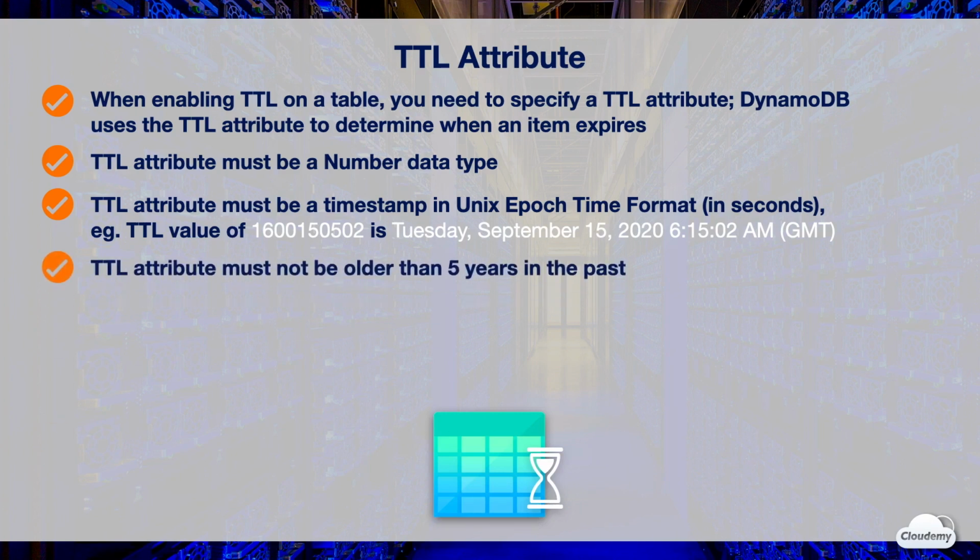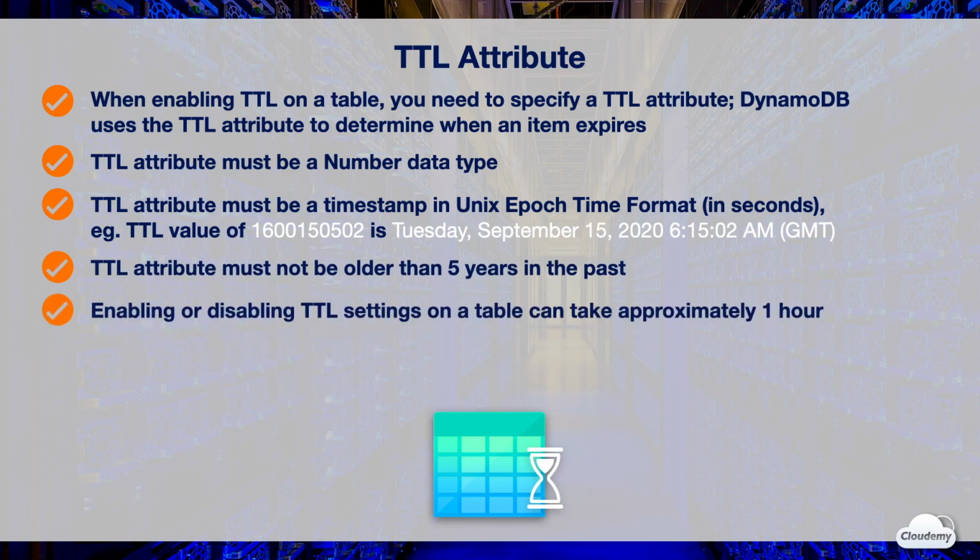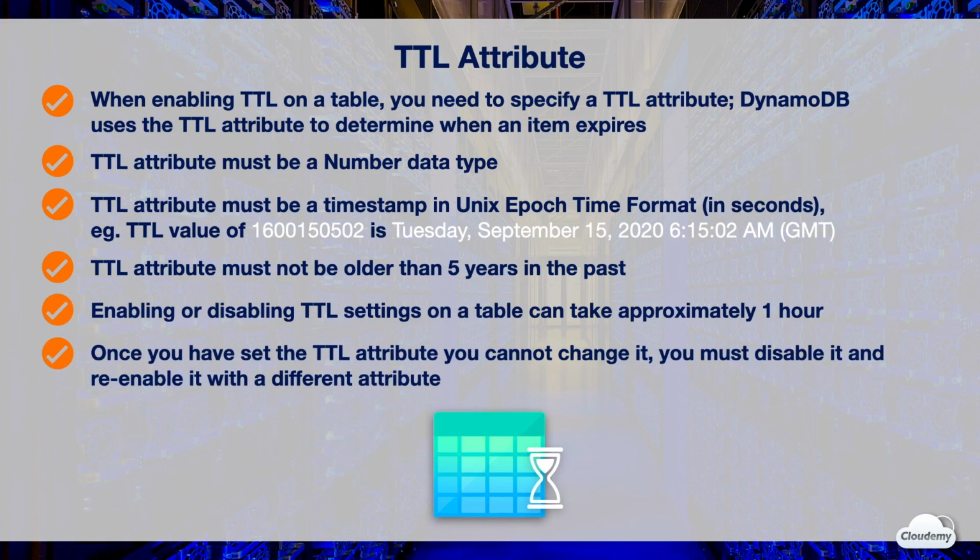The TTL attribute must not be older than 5 years in the past. Otherwise the TTL process won't expire the item. Enabling or disabling TTL settings on a table can take approximately 1 hour for changes to propagate, and to allow any TTL actions to be executed. Once you have set the TTL, you cannot change it to a different attribute. To modify the TTL, you must disable the TTL and re-enable it with a different TTL attribute.